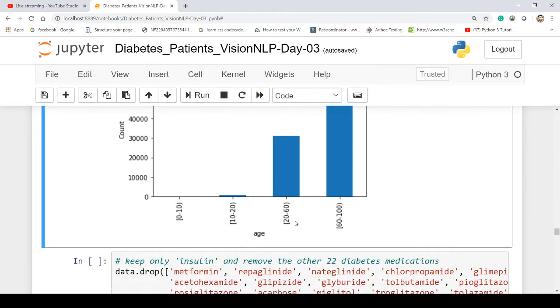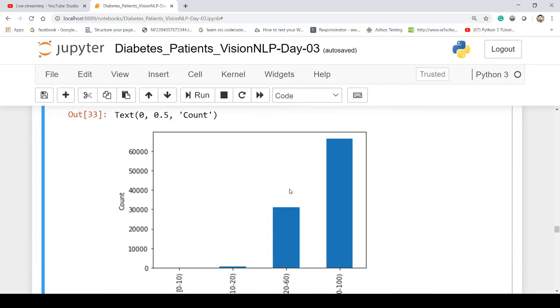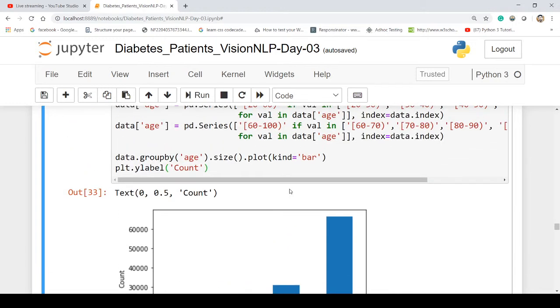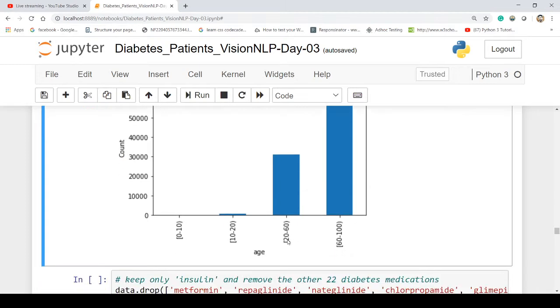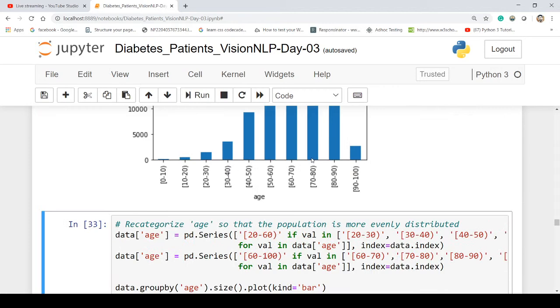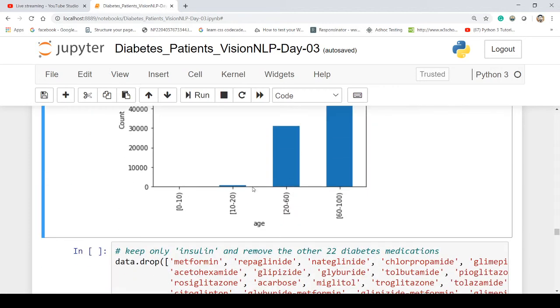Yeah, so I'm just concerned about these edges, like the 60 to 100. So what we can do is scrub them together, like one category is 20 to 60, and one is 60 to 100. 20 to 60 and 60 to 100. Earlier it was around 7 or 10, now it's only this many.